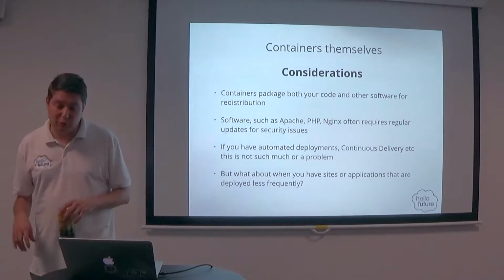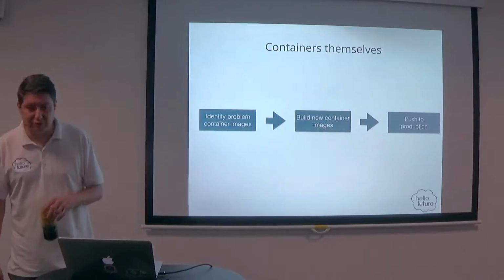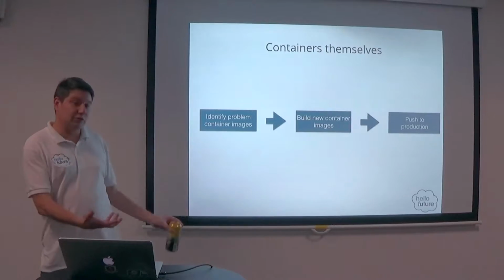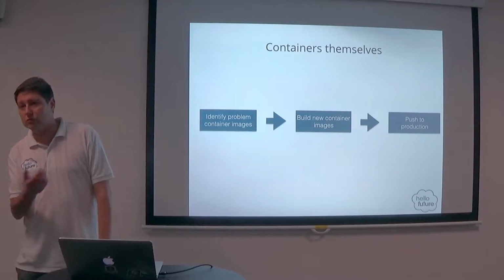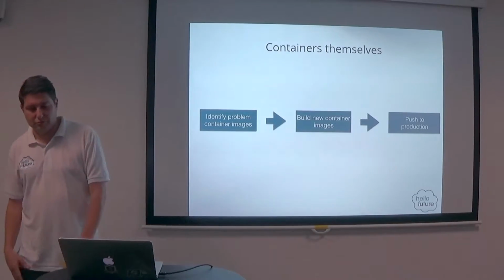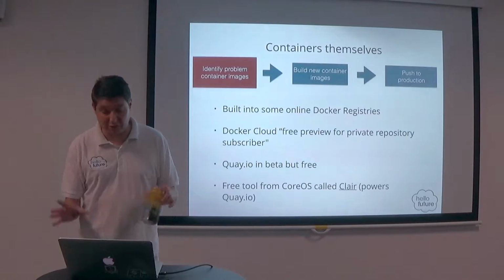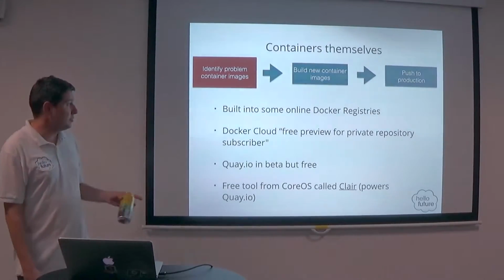But yeah, so the sites you deploy less frequently, you've kind of got three problems you need to solve at that point with your container. You need to identify which of these containers have got dodgy old software in. You need to build a new container, you need to push it to production. That's quite straightforward, hopefully, if you've got some continuous delivery type system. So how do you identify?